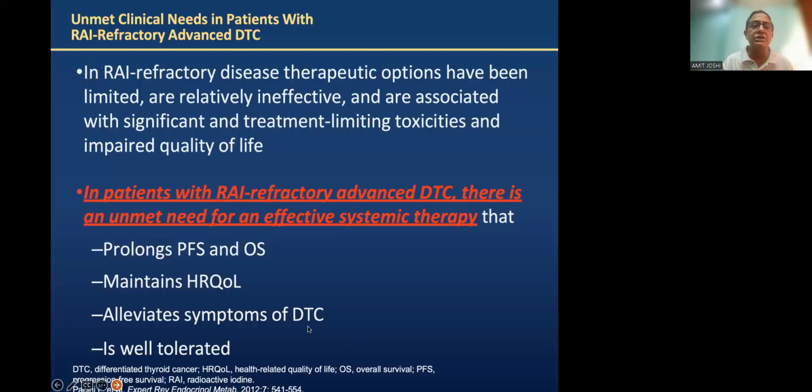Then the real change came. What was the unmet clinical need? In radioiodine refractory disease, the unmet need is to improve survival with good progression-free and overall survival, maintain quality of life, alleviate symptoms, and the therapy planned should be well tolerated. Ultimately, 20 to 30% of patients with radioiodine refractory disease will need some sort of these therapies to improve their quality of life and survival, with good tolerance.